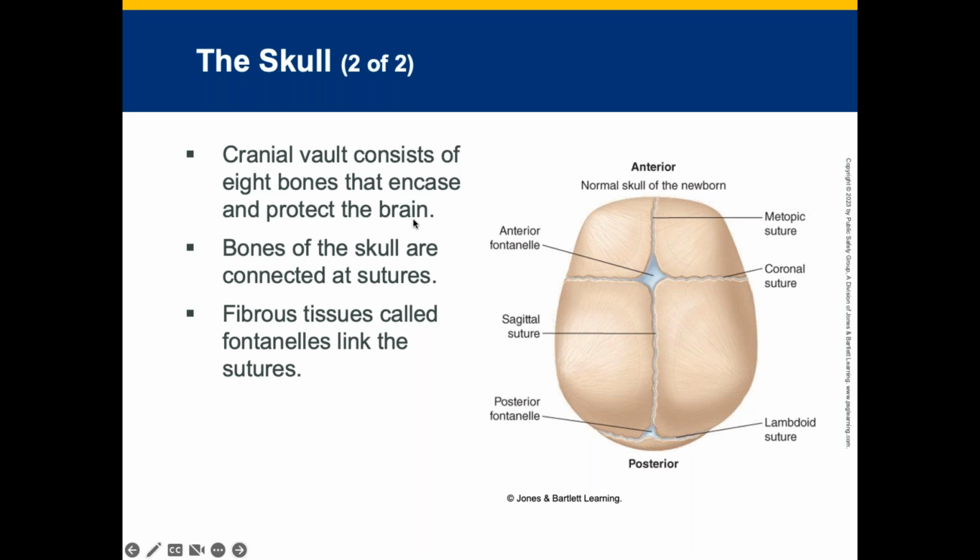Right? We have the parietal, temporal, frontal, occipital, sphenoid, and ethmoid bones. Right? So as you can see, the different bones that are here. Now, with that being said, we have fontanelles that are located here and here, right? And we have different sutures that hold it together, right?